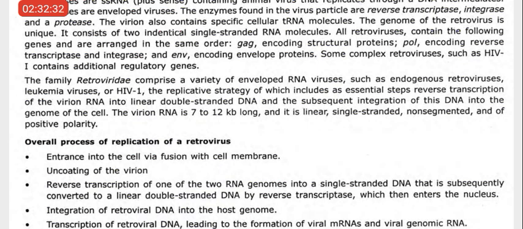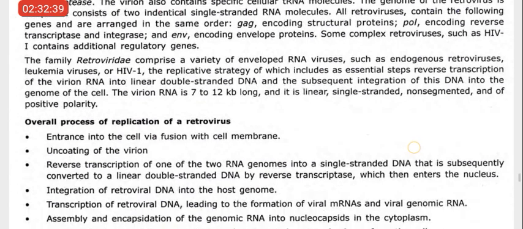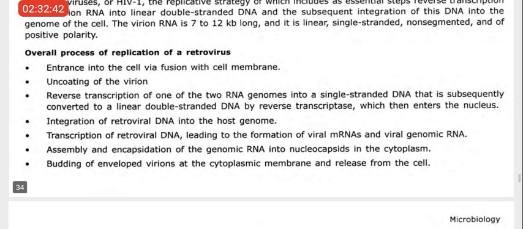The virion RNA is 7 to 12 kb long and it is linear, single-stranded, non-segmented, and of positive polarity. Overall process of replication of a retrovirus: entrance into the cell via fusion with the cell membrane, uncoating of the virion, reverse transcription of one of the two RNA genomes into a single-stranded DNA that is subsequently converted into linear double-stranded DNA by reverse transcriptase, and then entry into the nucleus. Integration of retroviral DNA into the host genome.